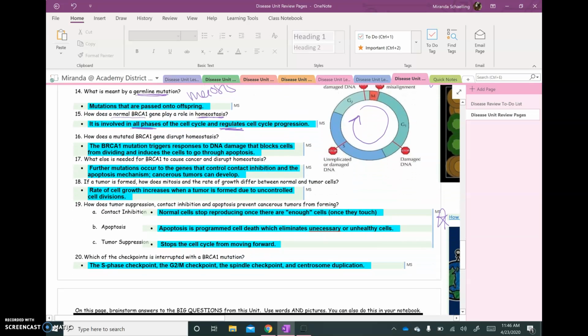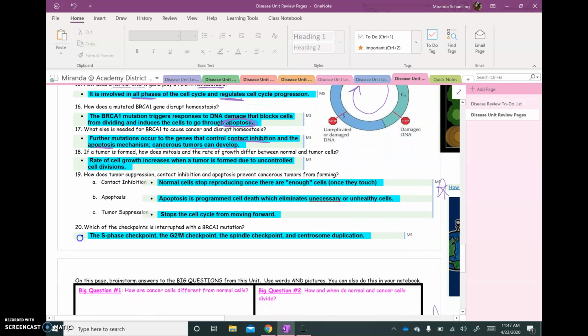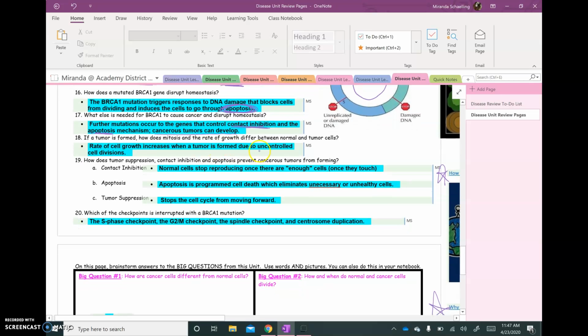So if it's mutated, then it triggers responses to DNA damage that blocks cells from dividing and induces cells to go through apoptosis. So this gene helps signal to a cell, hey, you're damaged, you need to die. What else is required here? So it says further mutations occur to the genes that control contact inhibition and the apoptosis mechanism, and cancerous tumors can develop. Okay, and so if a tumor is formed, then we know that the rate of cell growth increases and we have uncontrolled cell division.